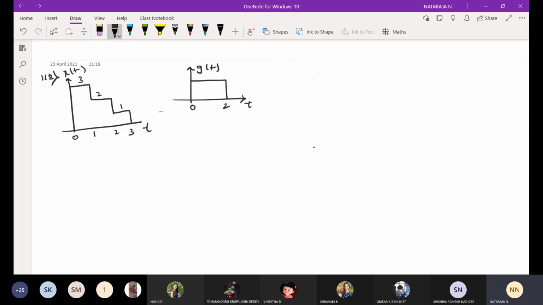See, all you are going to split the 3 different signals of x of t. x of t will be split from 0 to 1, 0 to 2, 0 to 3. Each one you are going to write in terms of g of t.